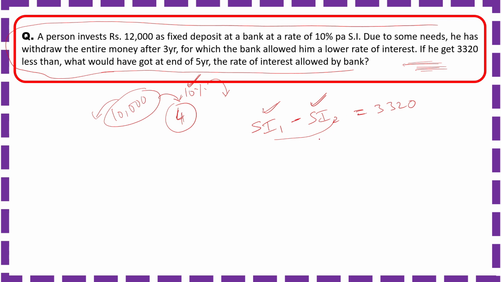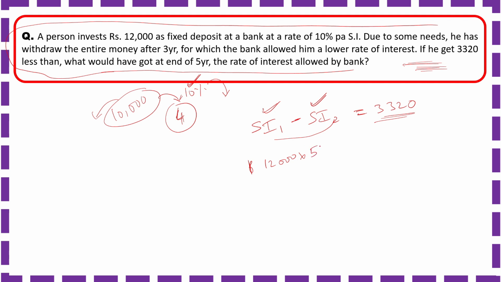If he had deposited for 5 years, he would have got this one. He didn't deposit for 5 years, he withdrew after the 3rd year. That's the reason why he got 3,320 rupees less interest. So we framed this. Now let's calculate. SI, we know, is PNR by 100. What is principal in the first case? 12,000.